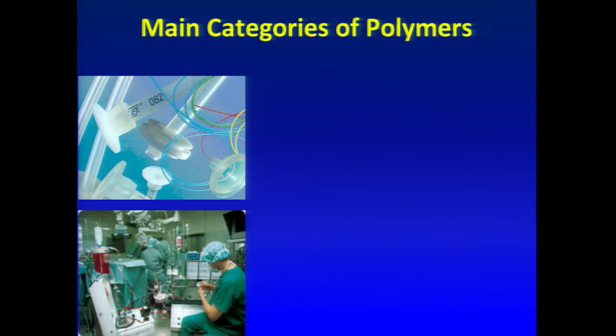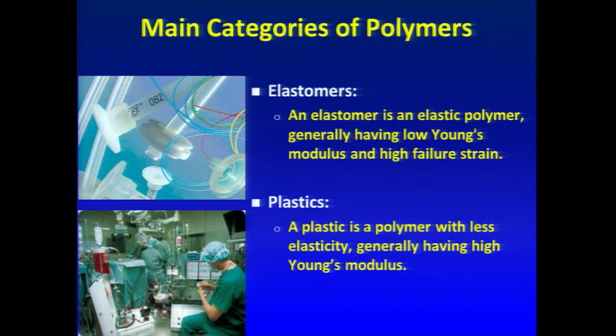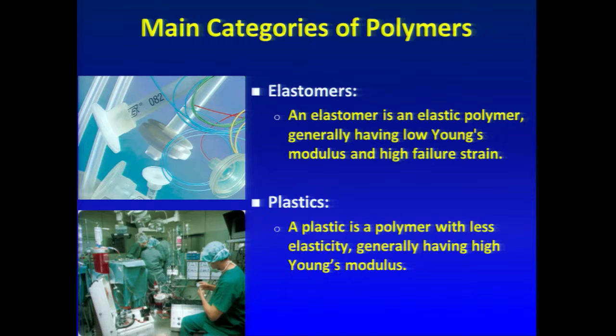Well, you see different kinds of polymers in clinics, in the biomedical lab. Well, these polymers can be divided into elastomers and plastics. So what are elastomers? Elastomers, they're elastic polymers. Elastic means that you can stretch the polymer just like a rubber. So the rubbers, they are basically elastomers. For the plastics, they have less elasticity. And they usually are stiffer. They have higher stiffness, higher modulus than the elastomers. So these are the differences, the mechanical property difference between the elastomer and plastic.